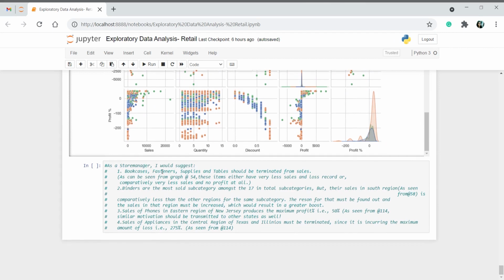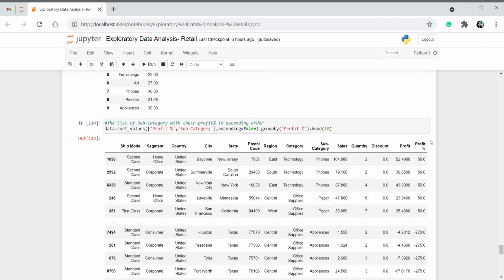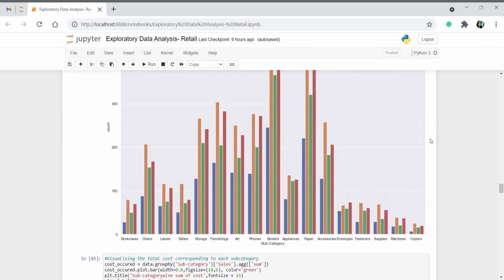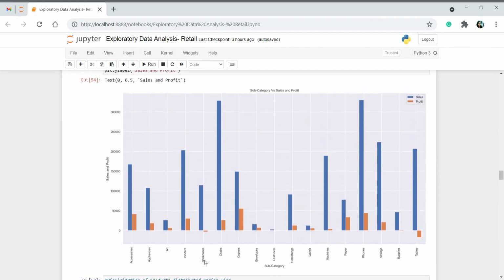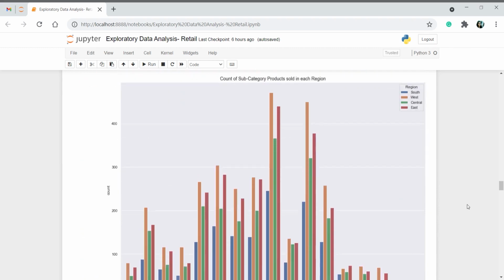At last, as a store manager, I would suggest that here in this graph, we can see that bookcases, fasteners, supplies, and tables are four such products which are either producing some amount of loss, or their sales are very low and they're giving a no profit, no loss situation. So these four products, their sales should be terminated for a better outcome.